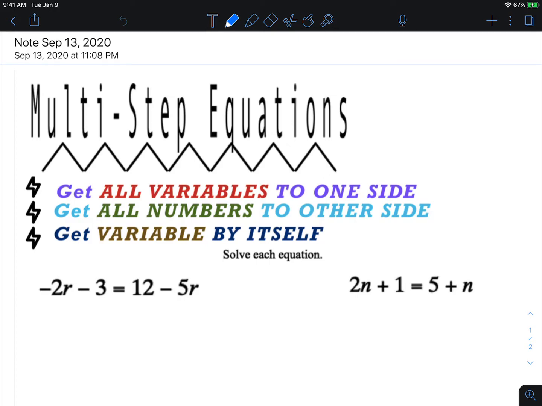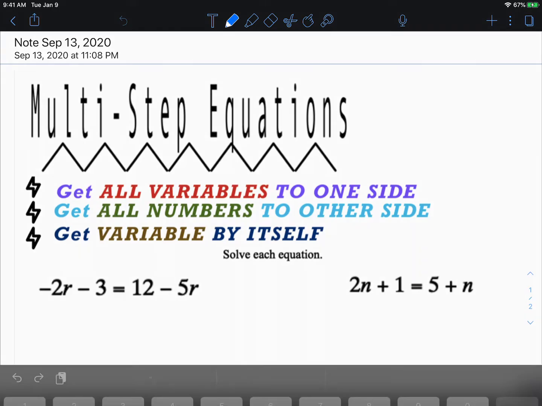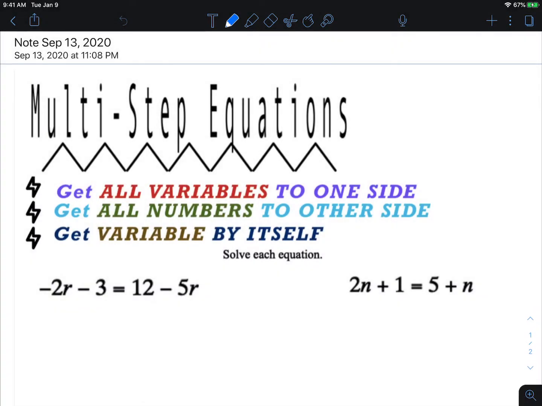Hello everyone. Right now I want everybody to please take out a sheet of paper or your notebook paper, because you'll be taking notes for this video lesson. This lesson is called multi-step equations, part 1.